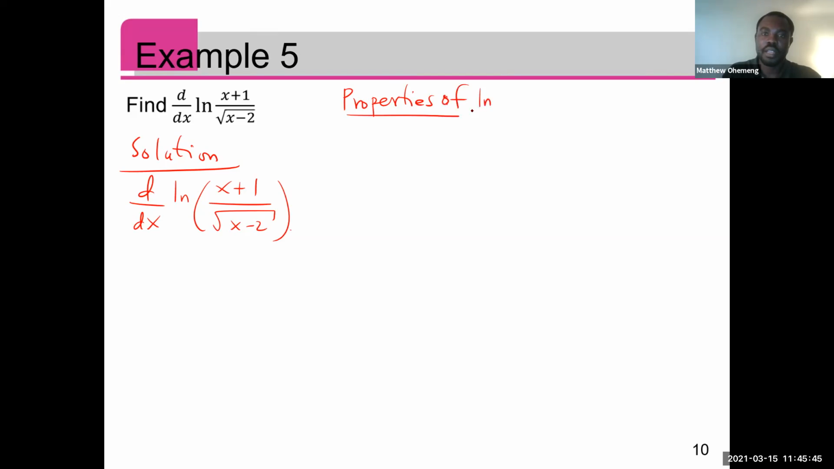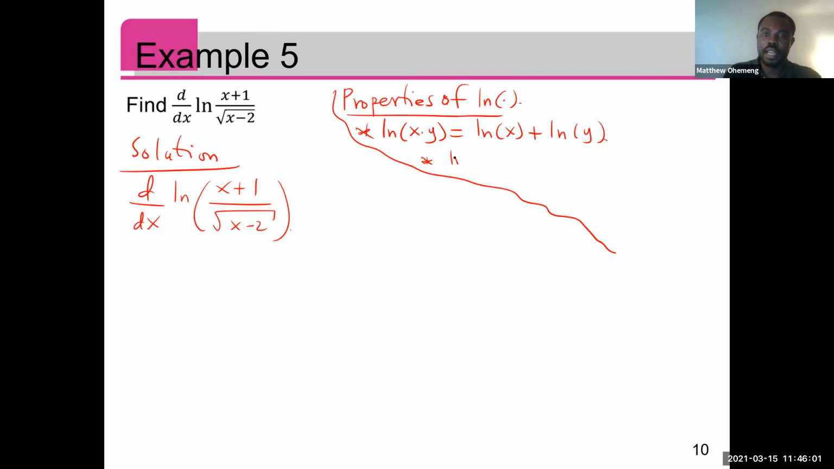Properties of ln. Now remember some of the properties of ln. When you have ln of x times y, then it's just ln of x plus ln of y. When you have ln of x over y, then it's just ln of x minus ln of y. And the last thing is when you have ln of x to the power n, it is the same as n ln of x. So you remember all of this from Math 126. These are properties of the natural logarithm.